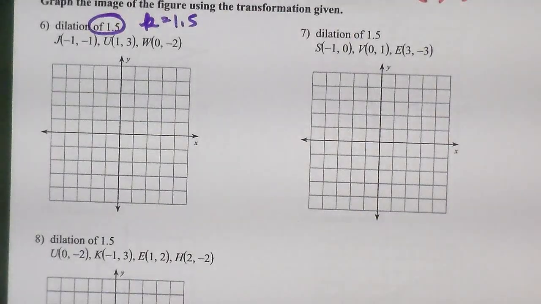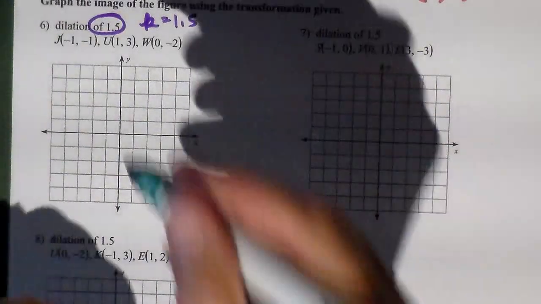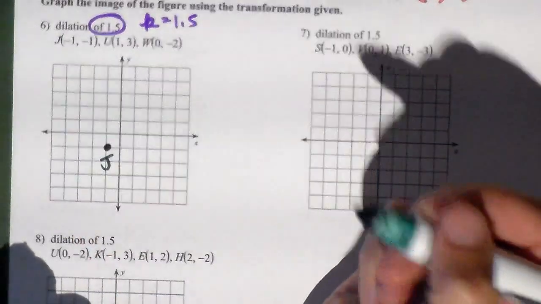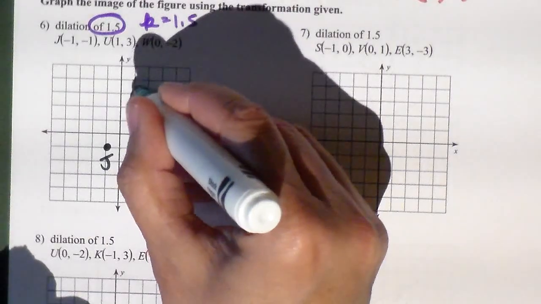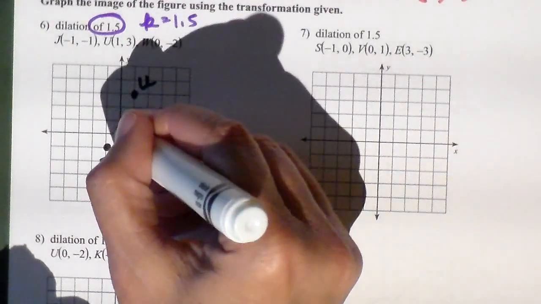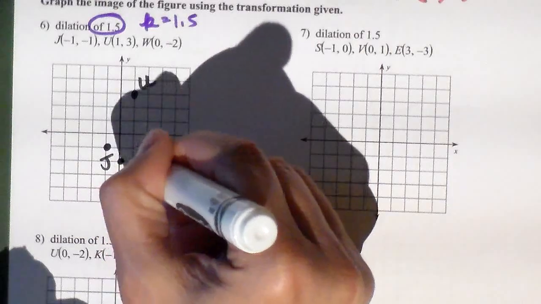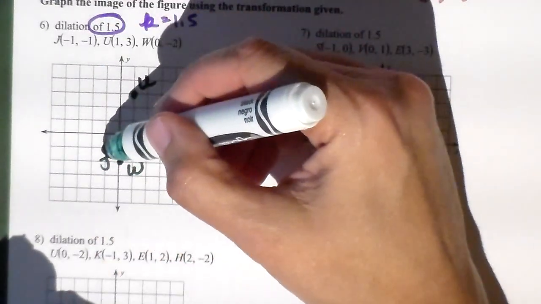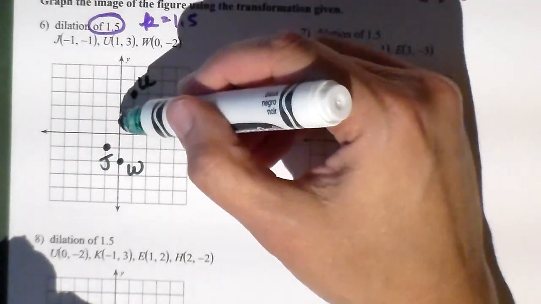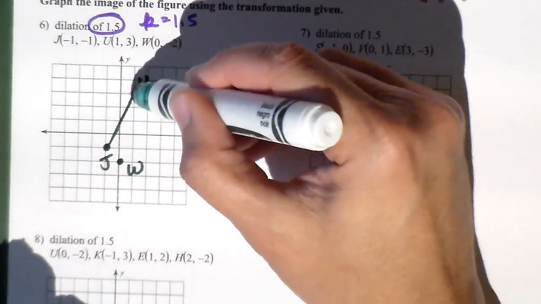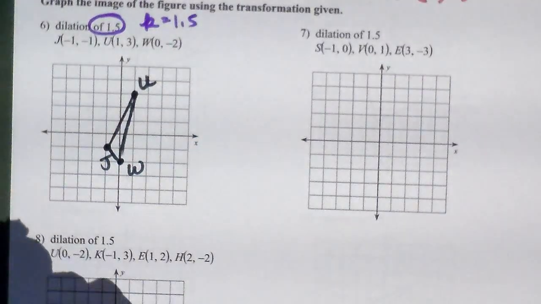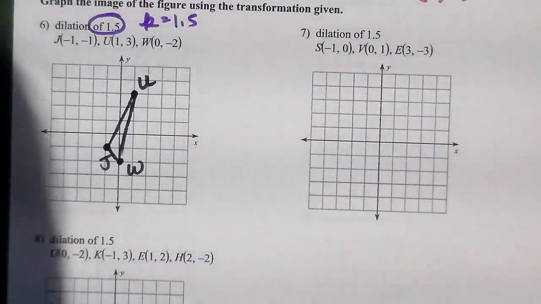So I'm going to do my original points first. I'm going to graph those first. My original points are going to be J, which is at -1, -1. So this is your original J. U is at 1, 3. So that's your original U. And W is at 0, -2. Okay? So that is your original figure. I'm going to go ahead and connect these so you can see it's a nice little happy triangle, just like happy trees. And we're going to dilate this with a scale factor of 1.5.